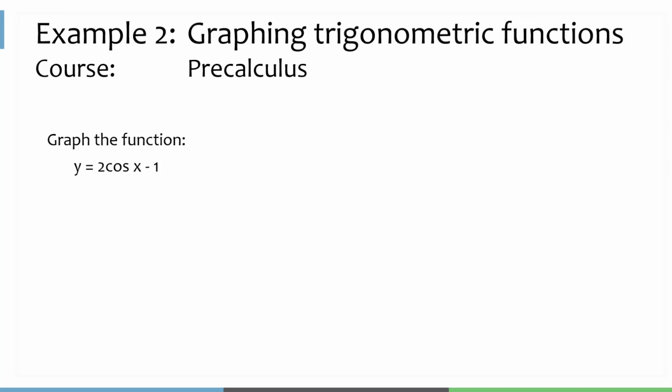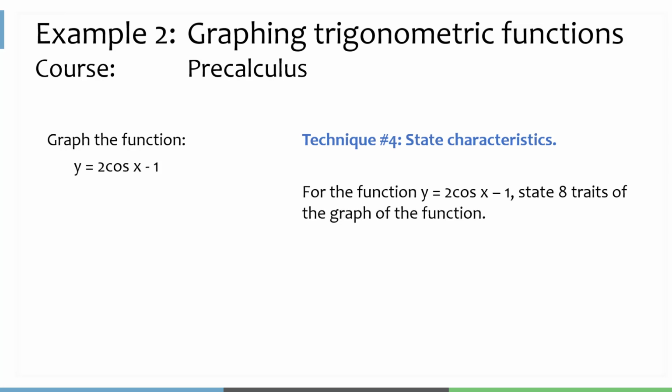So you've had practice probably at this idea of rewriting a problem for it to be a richer problem that is not so skill-based and not something that they can just plug into a program or a calculator. So here's some ways that we can do that. This can be really challenging and demand a lot of students. And the technique is state the characteristics. So you could say for the function y equals 2 cosine x minus 1, state 8 characteristics of the graph of the function.